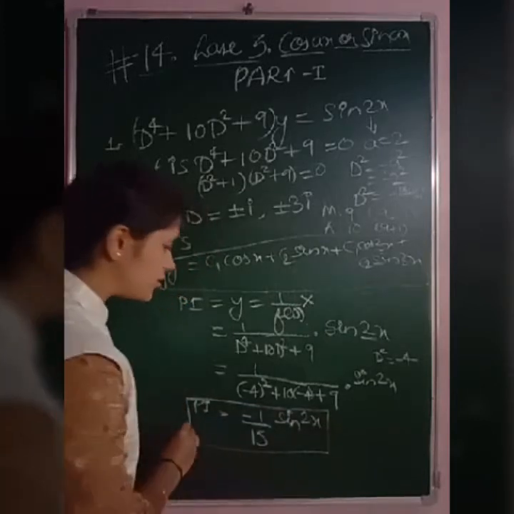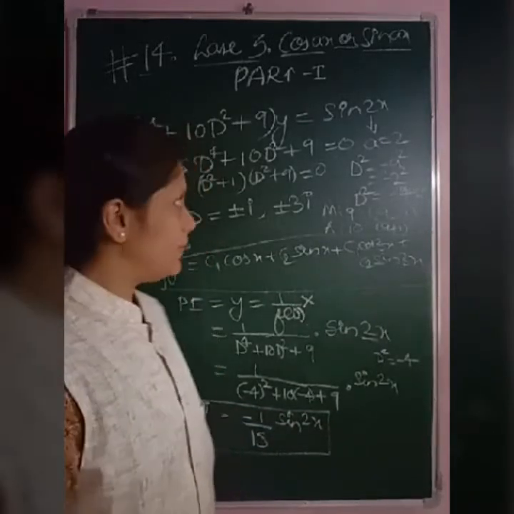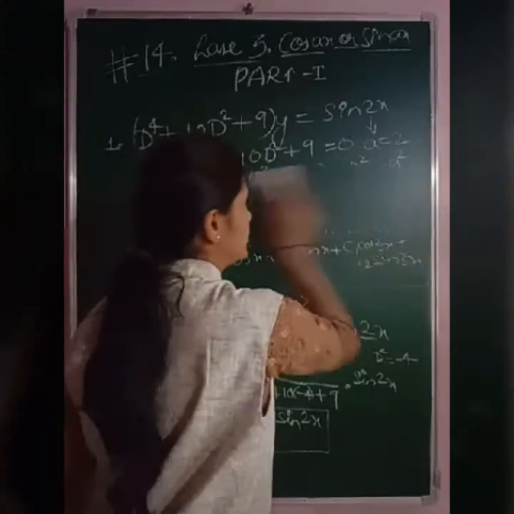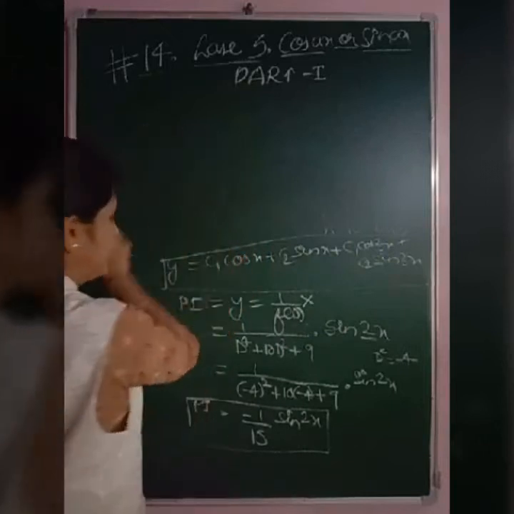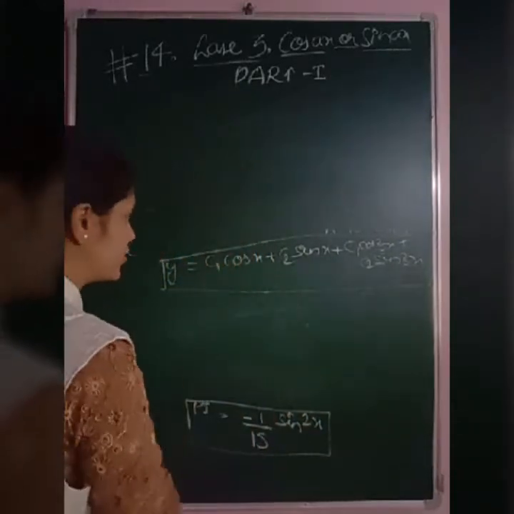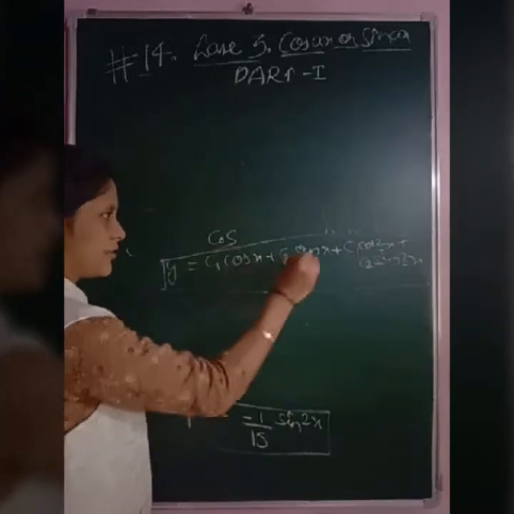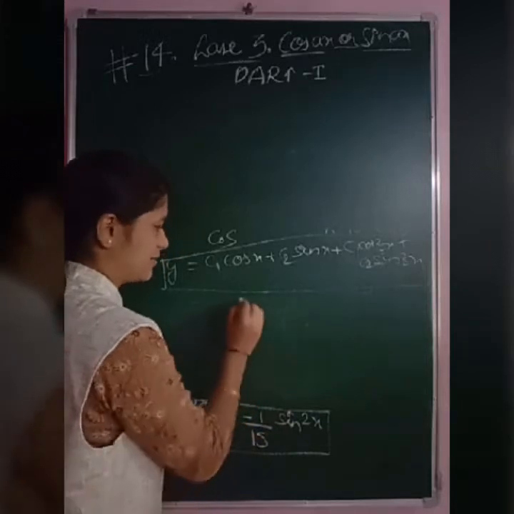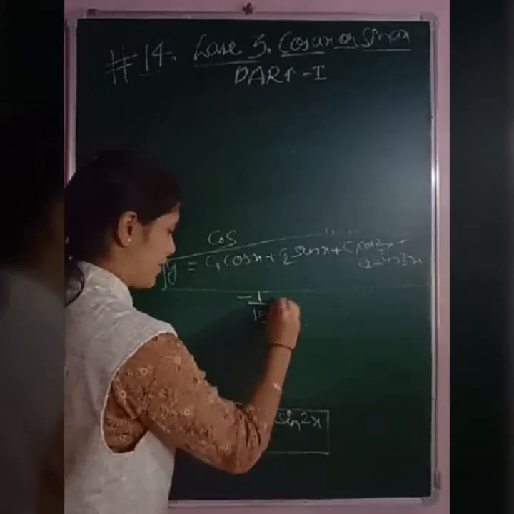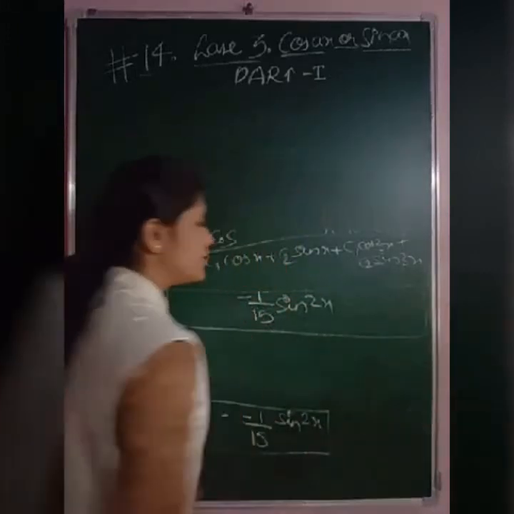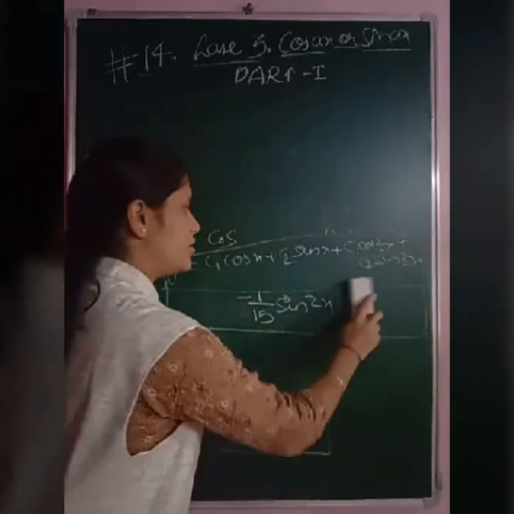So what is the complete solution? CF plus PI. Already we have found CF, so let us add PI to that. The complete solution is y equal to the CF plus minus 1 by 15 sin 2x. This is our solution.